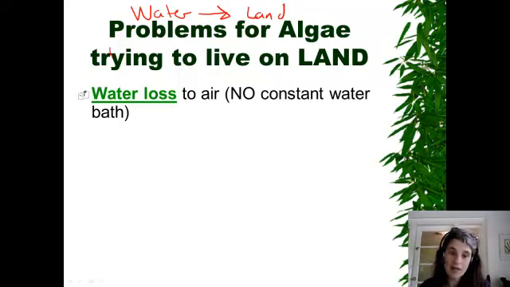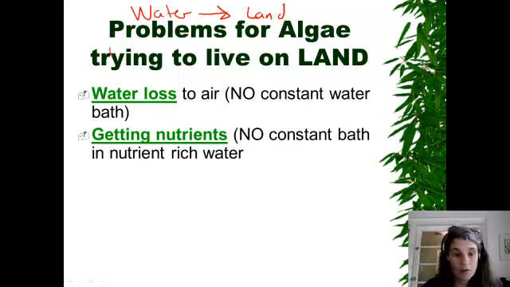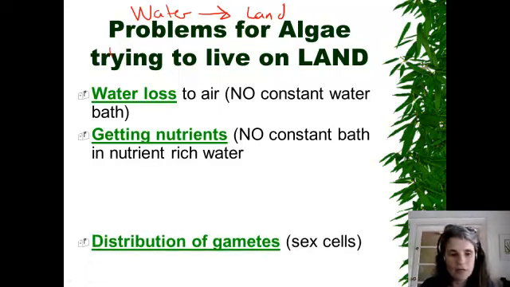So to get onto land, water loss to the air, evaporation, because you're not constantly bathed in water, is a huge concern. Also, how do you get nutrients? Algae are being bathed in nutrient-rich water, and they absorb these nutrients, minerals, things like that through their tissues from the water. You can't absorb that kind of stuff through the air. It just doesn't work. How are you going to get nutrients?